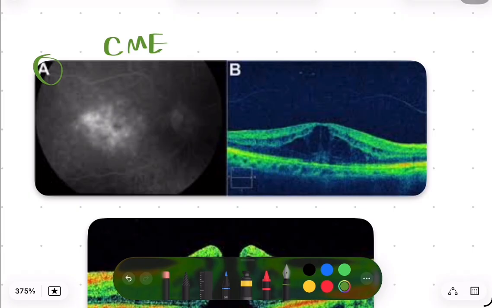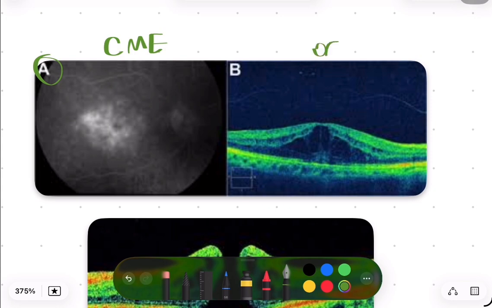Other causes would be prostaglandin analog use, diabetes, niacin toxicity, being aphakic, okay? And what you see on fundoscopy is a honeycomb appearance, and what you see on FFA is a flower petaloid or a flower petal appearance. The reason you see this flower petal appearance is because the dye leaks from the perifoveal capillaries radially. So that is why a flower pattern is seen on FFA.